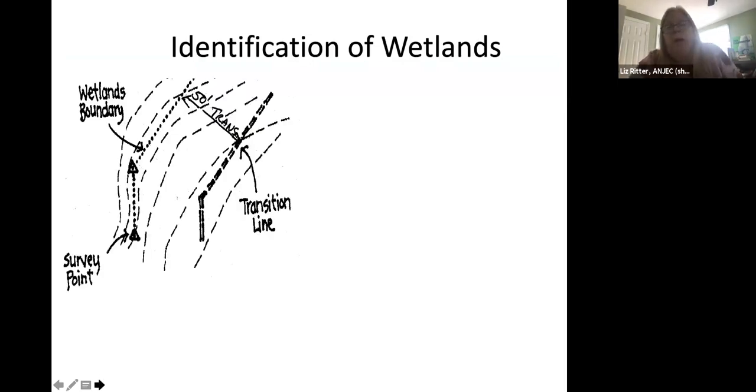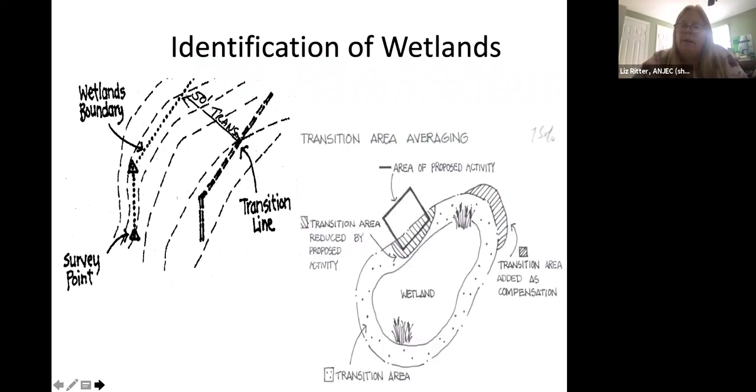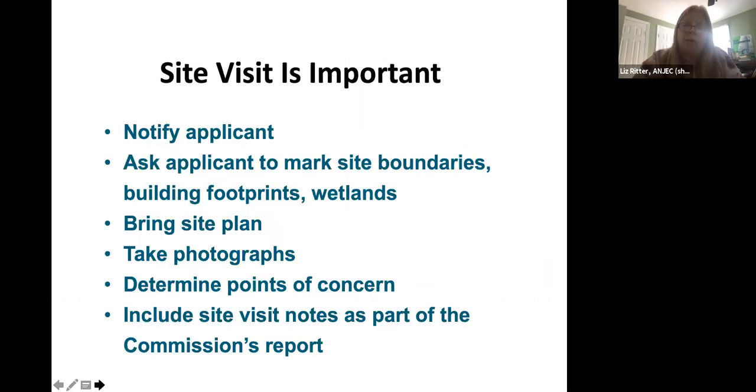So this is one of the ways that you'll see wetlands delineated on the plans. You guys are going to see them on the plans in your breakout rooms. This one actually shows where they are taking away a little bit of a transition of the wetland and making it up over here on the right side. Again, you'll see this on the plans we're doing.